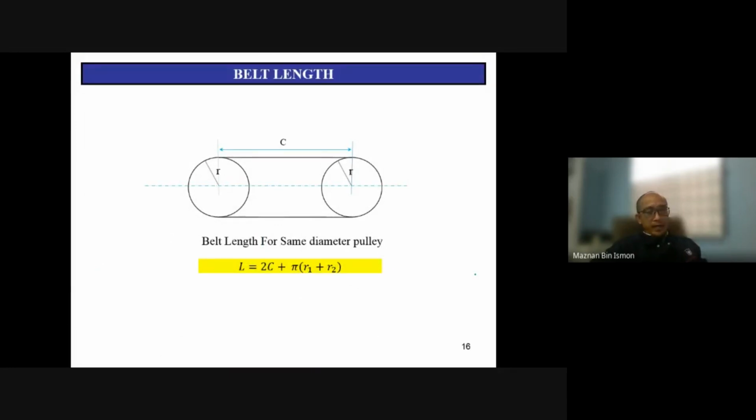How to calculate the belt length? Taking an example, let's say this is the diameter of the belt, the radius is R, and the same radius over here. Of course, to measure the belt length, you take half of the circumference over here plus the other one over here, if they are the same size lah. And then you add the center to center distance.